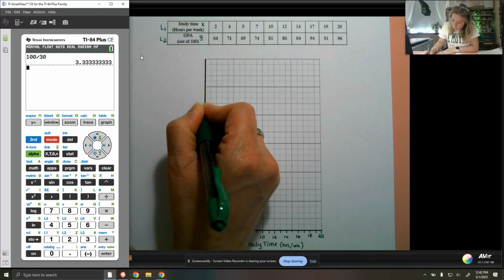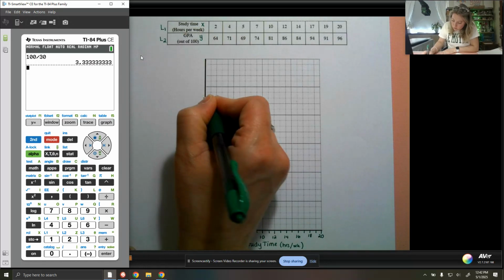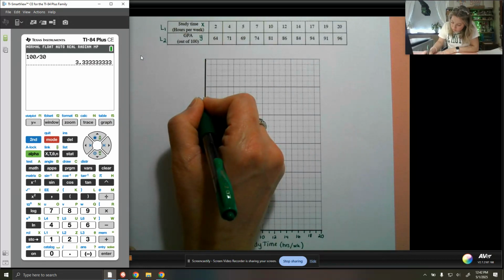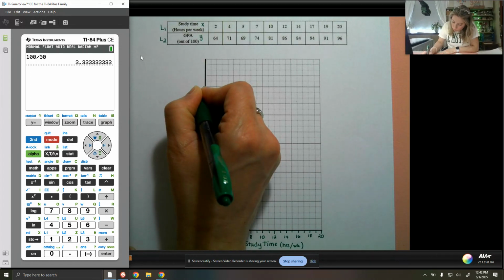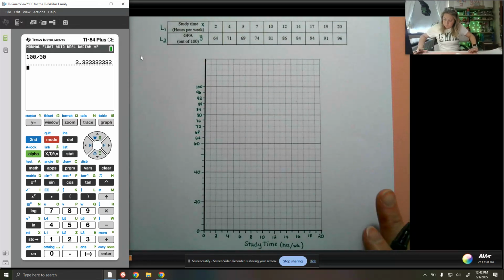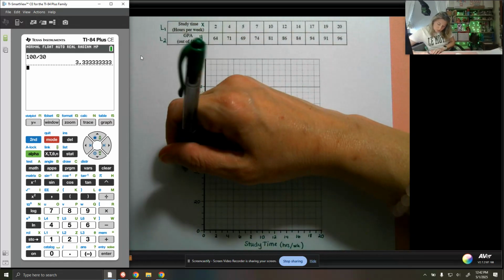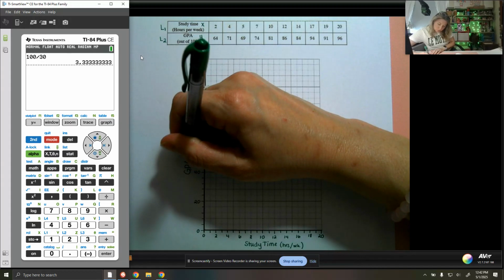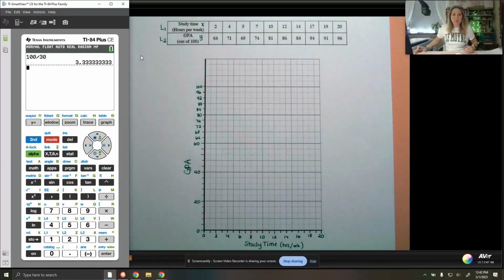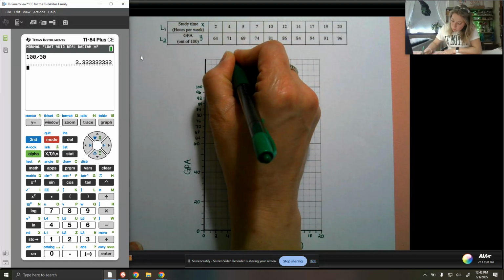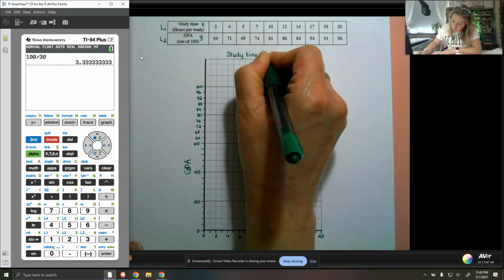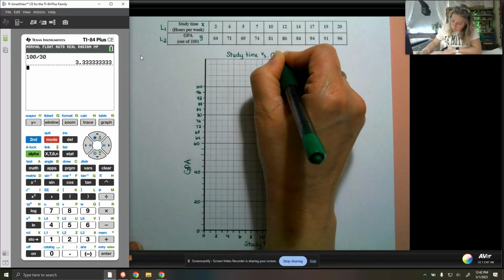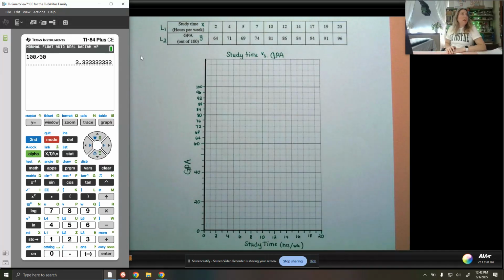84, 88, 92, 96, and 100 is our max GPA. So this is GPA, which stands for grade point average. I'm just going to label the top while I am here: study time versus GPA, grade point average, and we'll go from there.